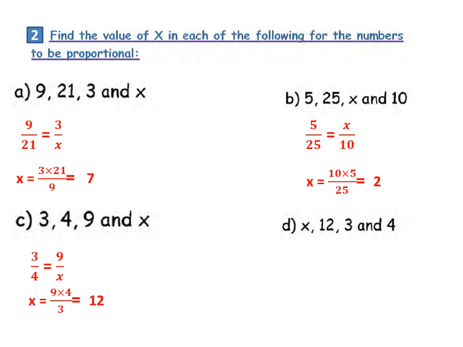Letter D, x, 12, 3 and 4 are proportional quantities, so the first over the second equals the third over the fourth, so x over 12 equals 3 over 4. We will use cross multiplication. x equals 3 times 12 over 4. We will reduce 4 with 12. Cancelling 4 with 12, it will be 3. 3 times 3 equals 9. Okay? Or by using a calculator, it will give me 9. Okay?